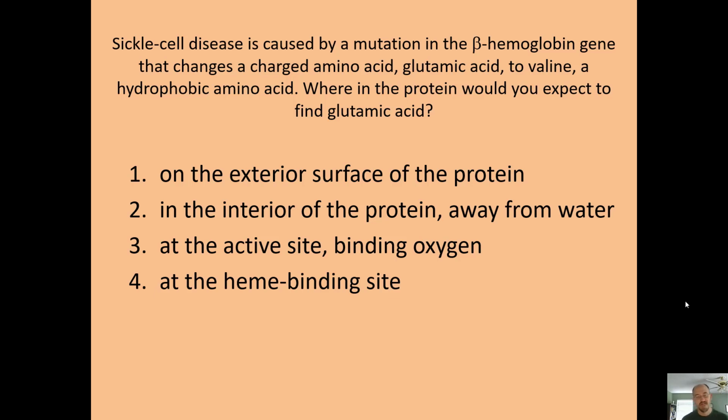All right, when I last left you, I put this question up. Sickle cell disease is caused by mutation of the beta hemoglobin gene that changes a charged amino acid, glutamic acid, to valine, a hydrophobic amino acid. Where would you expect to find glutamic acid? Well, glutamic acid is, as we see here, charged. It has a charge to it. Therefore, it would be hydrophilic. Therefore, it could be on the exterior surface of a folded protein. So it would be on the outer side.